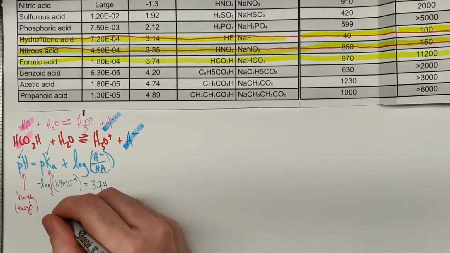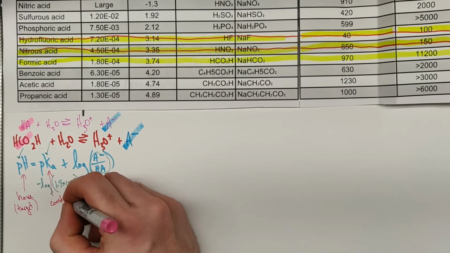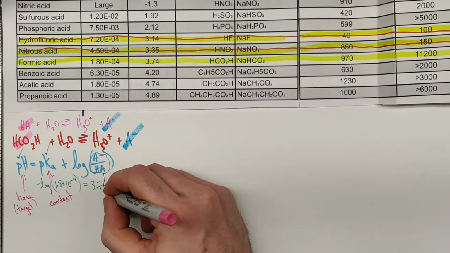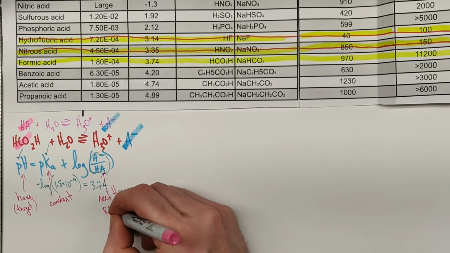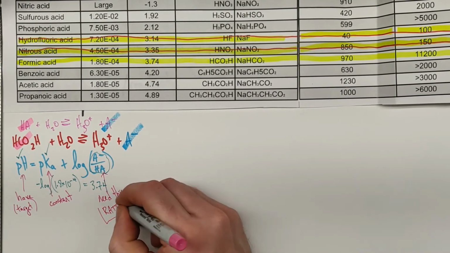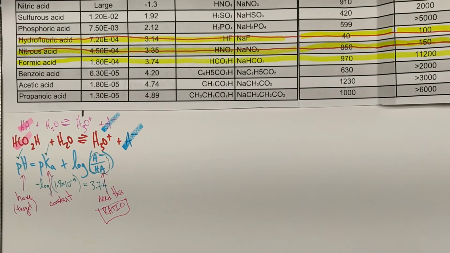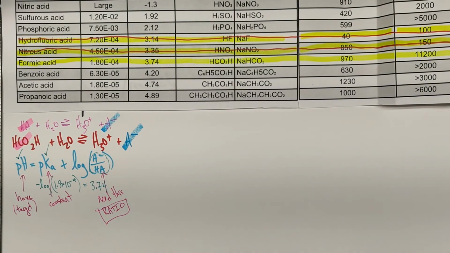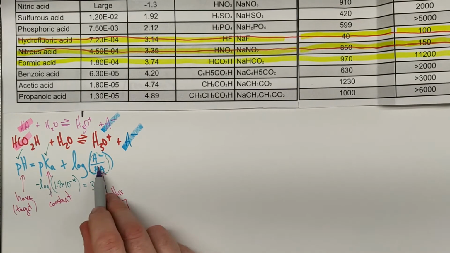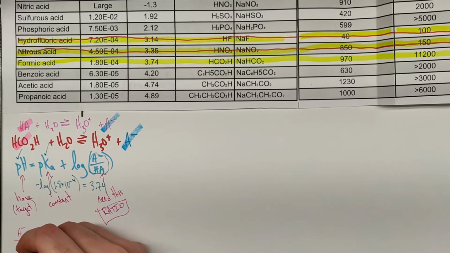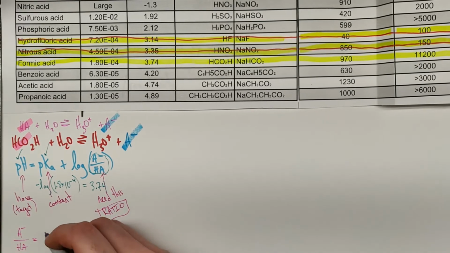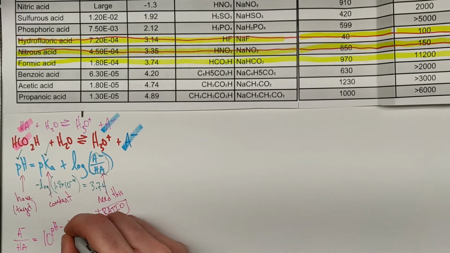I know this because it's a constant. And I need to calculate the ratio. All right, I'm not solving for one of the numbers, I'm solving for the ratio. So we can do some rearranging here and just say that if we want to solve for that ratio, A minus over HA, our A minus over HA is going to be 10 to the pH minus pKa.